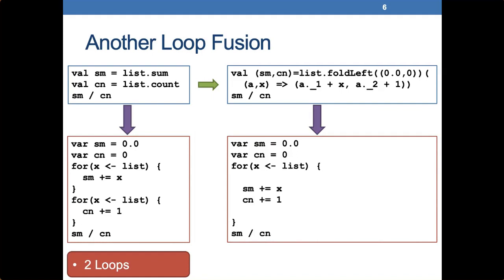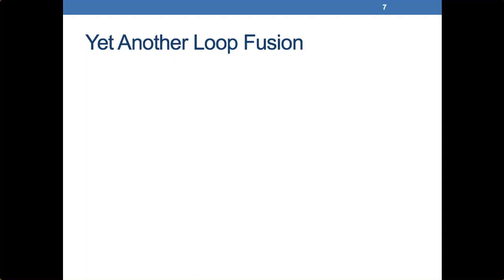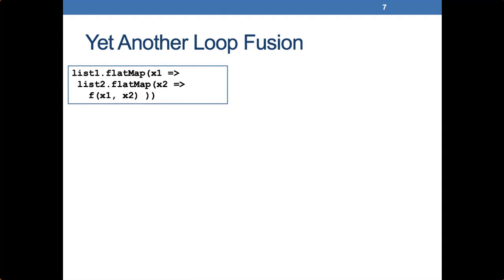And here the good thing is that instead of two loops, we have only one loop. And in this work, I'm going to show yet another version of loop fusion, where we are starting from a nested invocation of flat map, where we have basically two lists, list 1 and list 2. And what we are doing is the Cartesian product of the elements of list 1 and list 2, where we apply function f over each pair of the elements that we see.